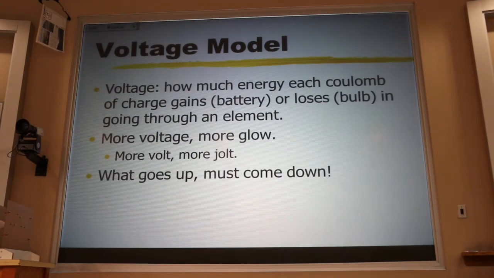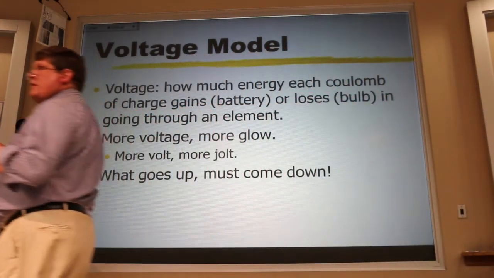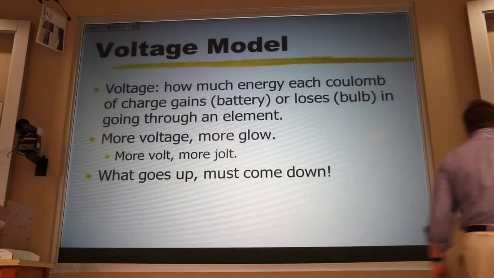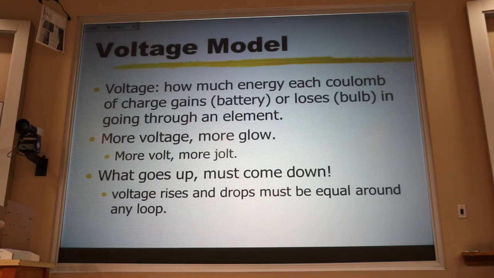Now, here's the piece that allows us to solve problems with the voltage model. What goes up must come down. Just like you can't go throughout a day and go uphill more than downhill if you come back to the same place. The same thing is true with electric potential energy. Whatever rise in voltage you have going through the battery, you have to have the same drop in voltage as you go around any single path back to the negative terminal of the battery. Okay? So the rise across the battery has to equal the drops across all the bulbs or resistors along any single path.